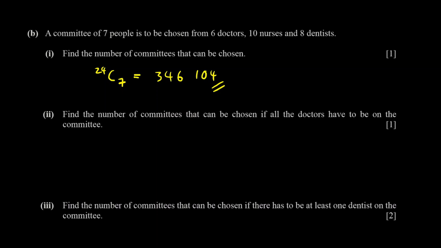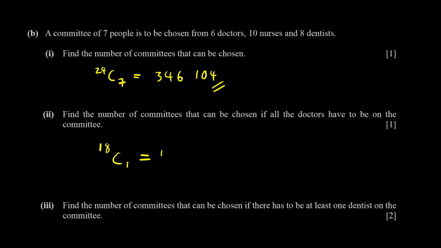Okay, now part 2: find the number of different committees that can be chosen if all the doctors have to be on the committee. Well, if all the doctors have got to be on the committee, then there are going to be 6 doctors on the committee. Then all we're really doing is choosing one remaining person, because we've got to have 7 people on the committee. So how many people have I got left? I've got 18 people left, and I've got to choose one. So that's going to be the same thing as 18C1.